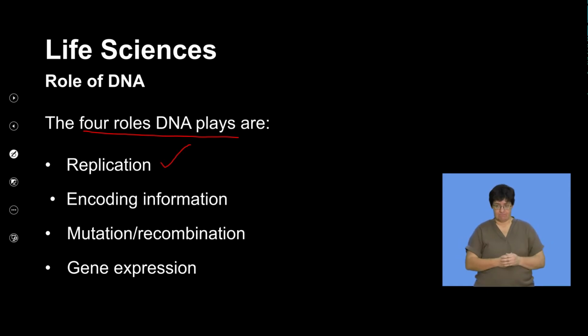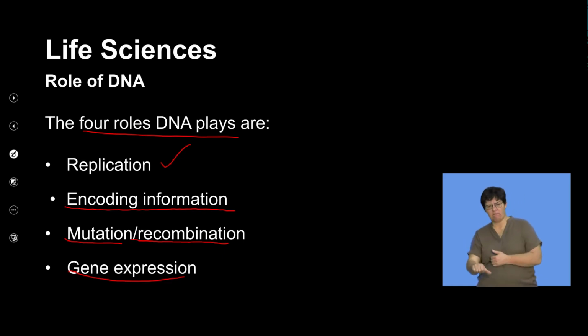We're also going to spend some time looking at encoding information. So what does that mean for a cell? We also know that DNA has an important impact on mutations and recombinations of genetic information. And what we also need to spend some time looking at is gene expression. Why are certain genes switched on, and in which cells are they switched on?